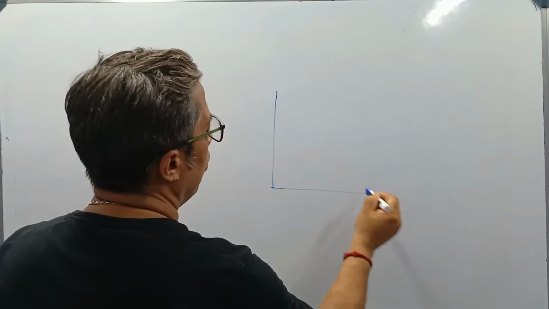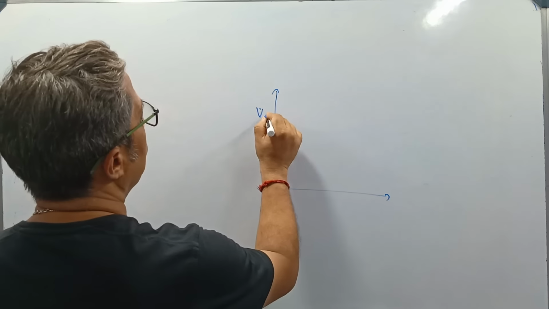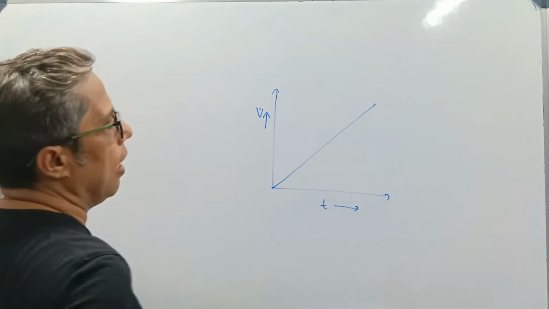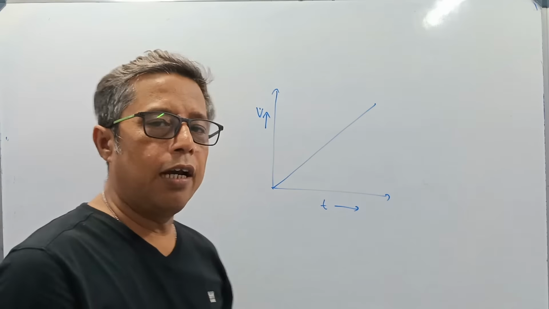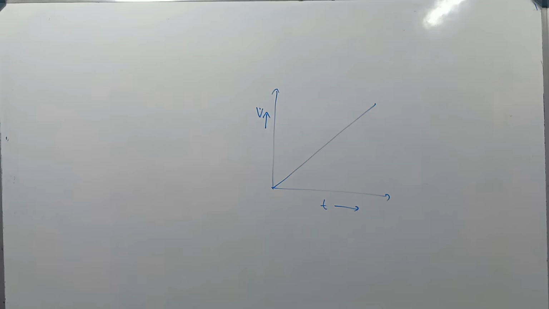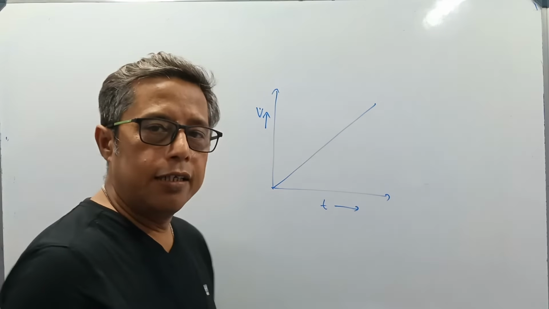Now let's draw a velocity-time graph. Let's say this is a straight line. A velocity-time graph being a straight line means, as all of you know, that there is a constant acceleration. So this will be the acceleration.